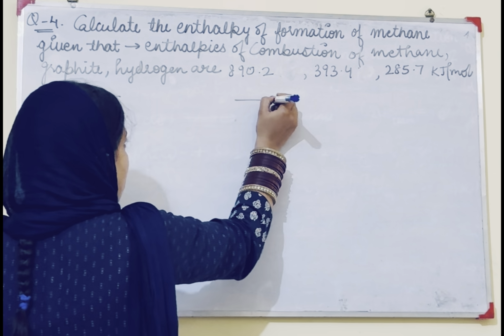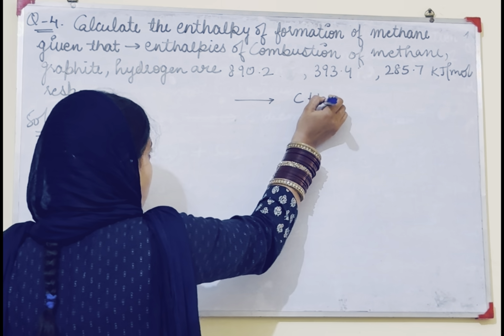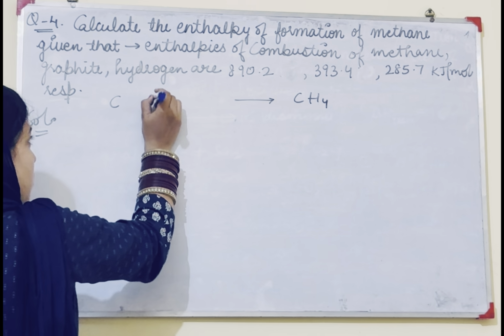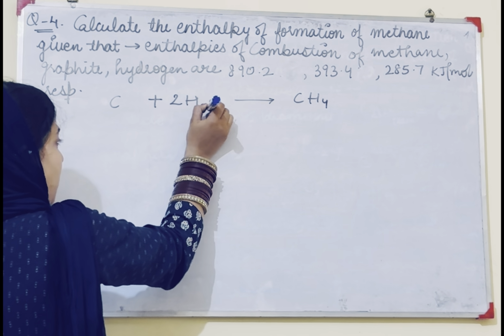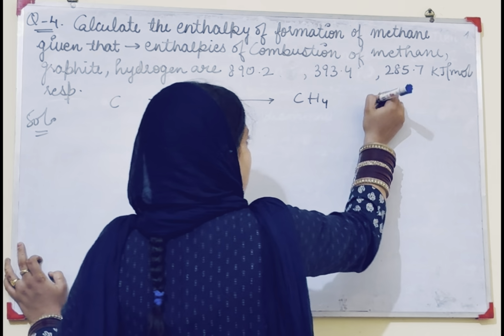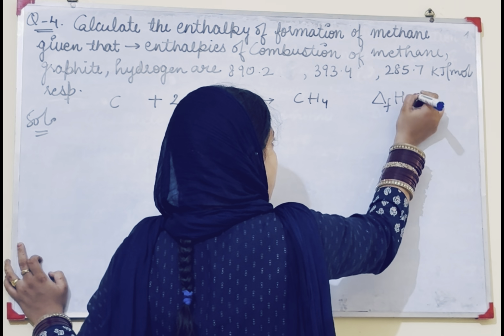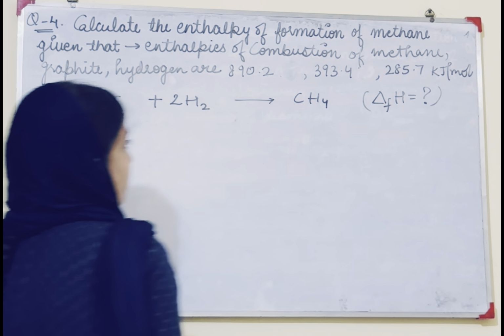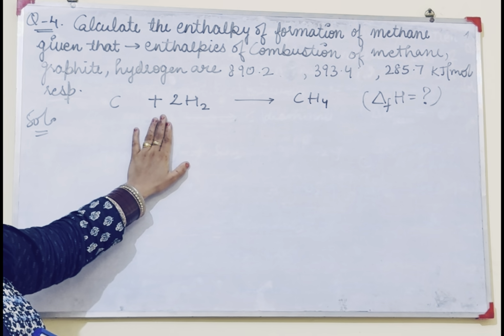What is the formula of methane? Write down the formula. For methane, what you have to add? Carbon plus H2, it will form methane. But we have to calculate delta H formation. This is our required condition.